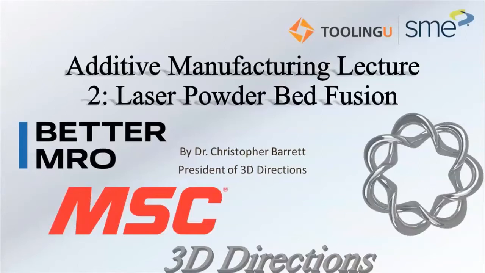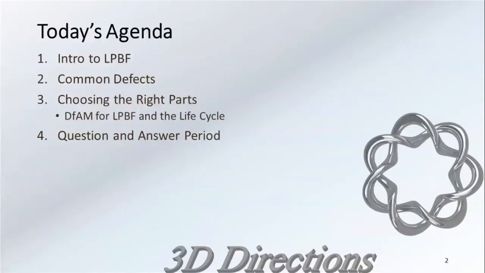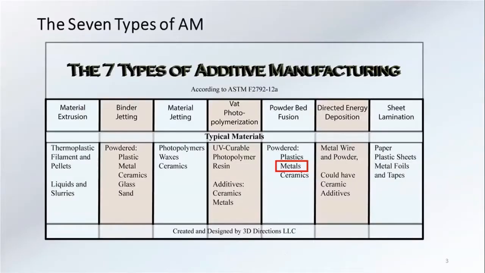So today's agenda, we're going to start with just a brief introduction to what laser powder bed fusion is. We will discuss some of the common defects. We're going to go over choosing the right parts, and then a brief question and answer period. So specifically, if you remember the 7 types of additive manufacturing, we're dealing with the powder bed fusion category. We're going to deal today almost primarily with metals.